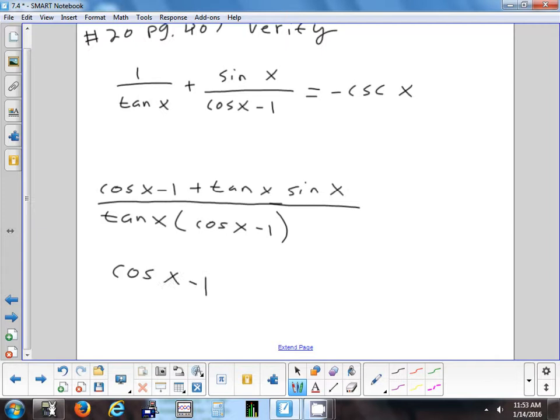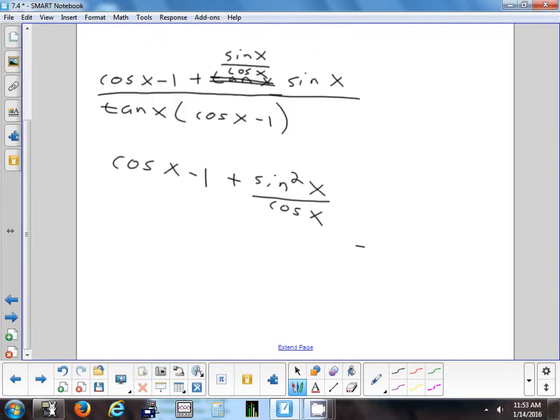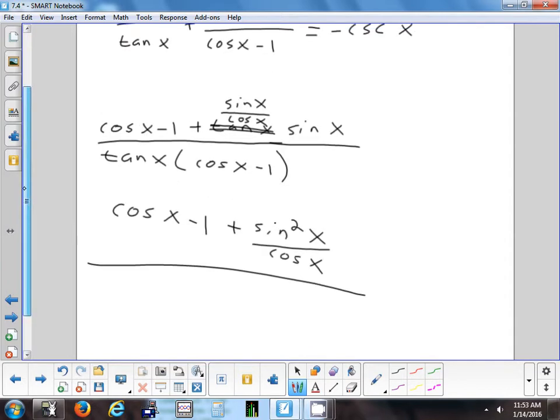And now, in this part, sine x over cosine, I'm just going to change it right here. What do you get when you multiply sine over cosine times sine? Sine squared x over cosine x. So sine squared over cosine. You got that? No, I got it about that far. That's where I got stuck.